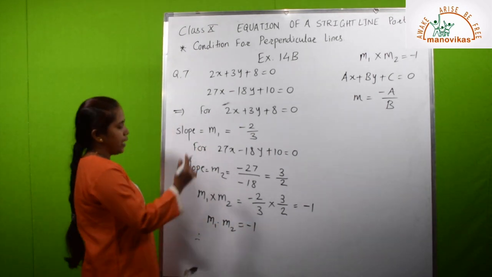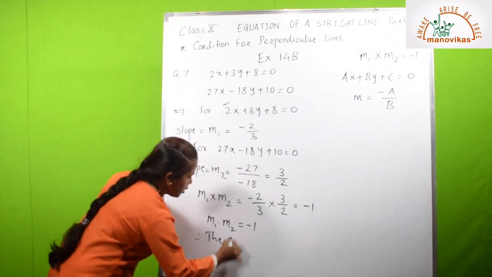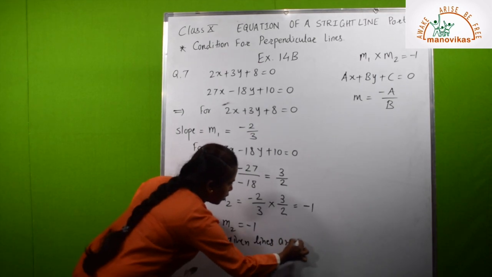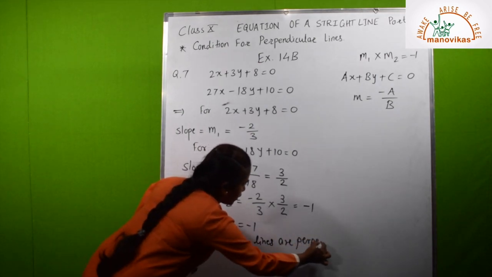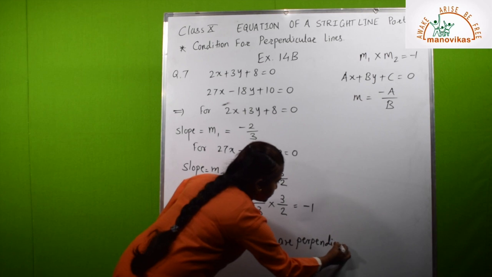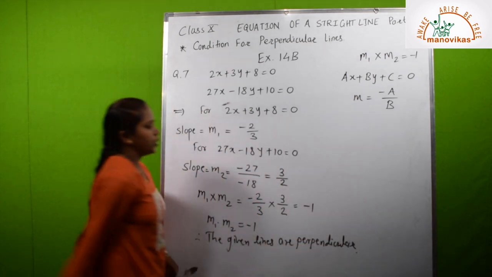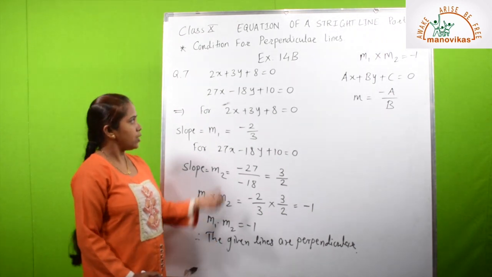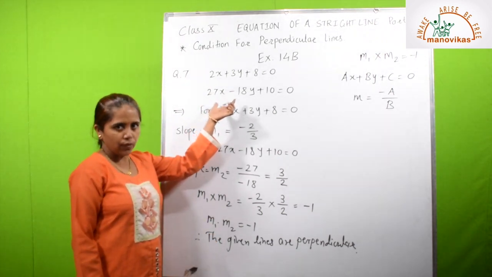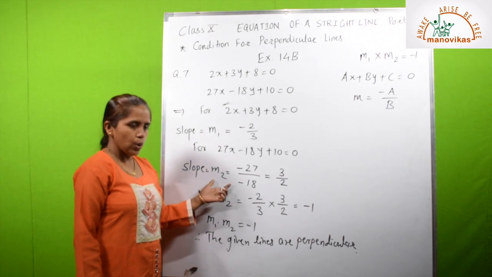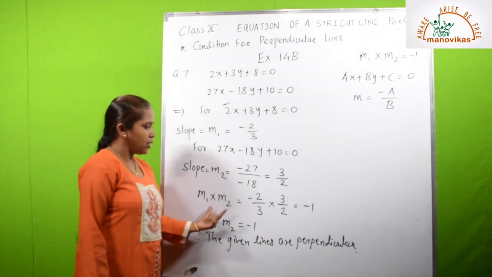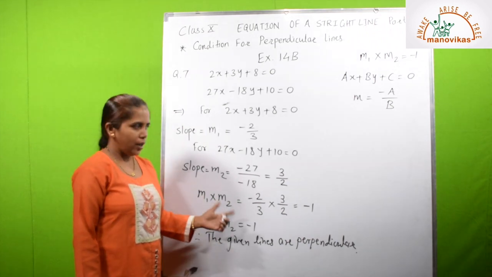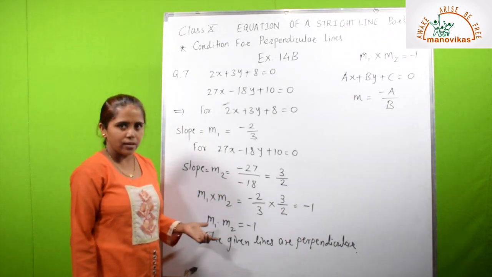Therefore, we can say that the given lines are perpendicular to each other. So first, using the given equations, find the slope value and then see the product. If it is minus 1, then the lines are perpendicular. If it is not, then we cannot say the lines are perpendicular.